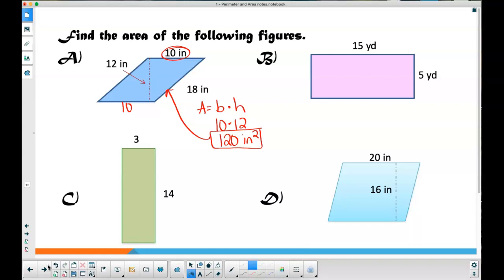Okay, letter B is a rectangle. Area equals base times height. What's the base? What's the height? Caleb. 15 and 5. So you're just multiplying 15 times 5. 15 times 5 is? I got 75? So 75 yards squared.